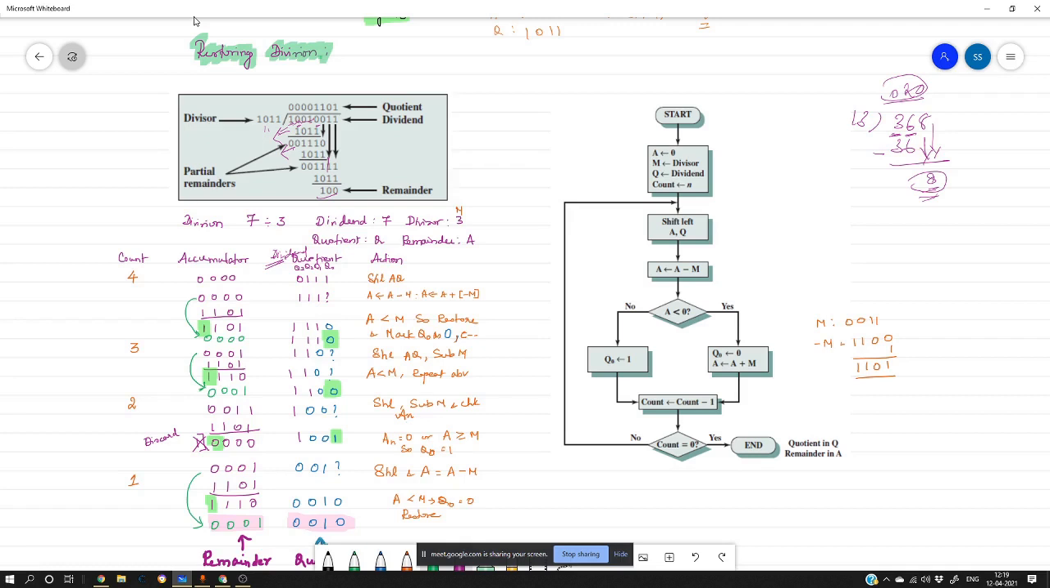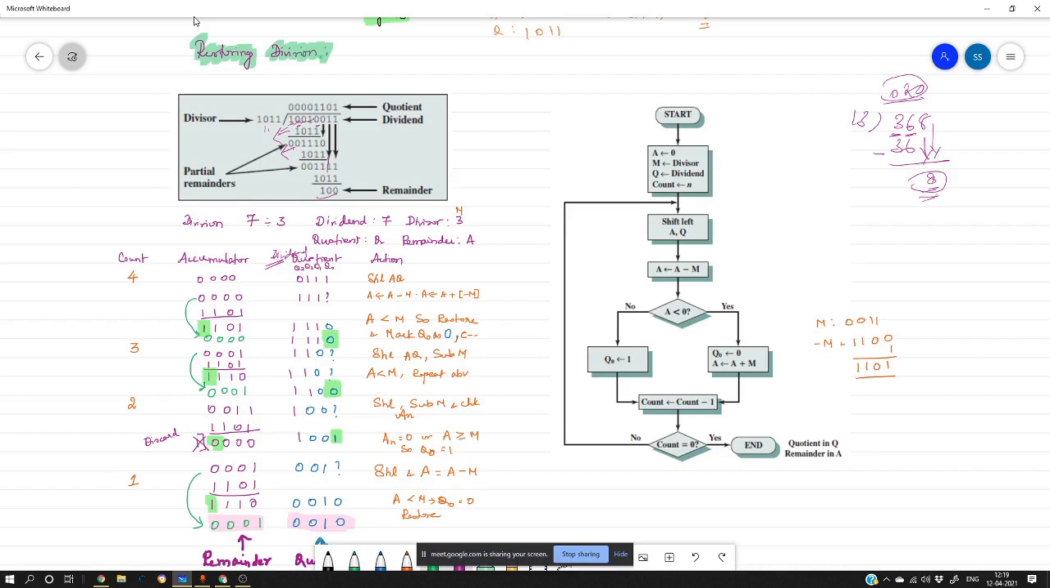Is the logic clear? This is the very idea behind the division. So that is what is going to be converted into the algorithm. If you're able to follow this, then it will be easier. Is this clear? Shall I move on to the next part?